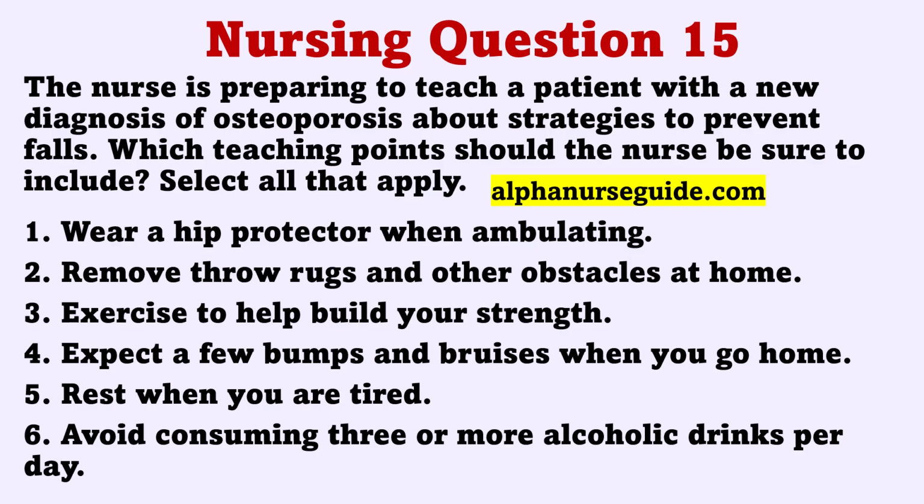The correct answers are 1. Wear a hip protector when ambulating. 2. Remove throw rugs and other obstacles at home. 3. Exercise to help build your strength. And 5. Rest when you are tired. Rationale: The purpose of this teaching is to help the patient prevent falls. The hip protector can prevent hip fractures if the patient falls. Throw rugs and obstacles in the home increase the risk of falls. Patients who are tired are also more likely to fall. Exercise helps to strengthen muscles and improve coordination. Women should not consume more than 1 drink per day, and men should not consume more than 2 drinks per day.